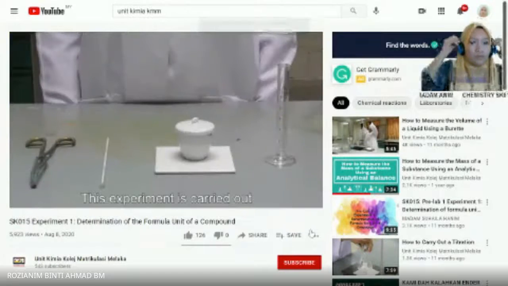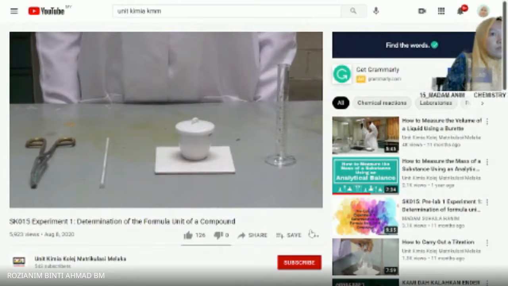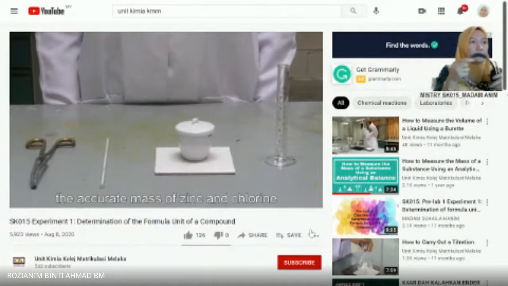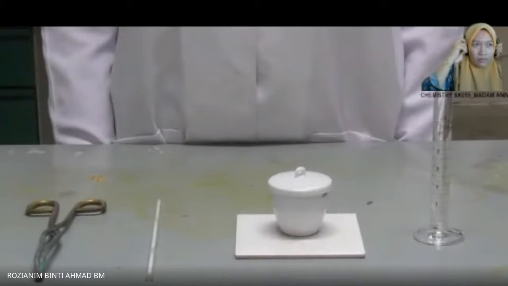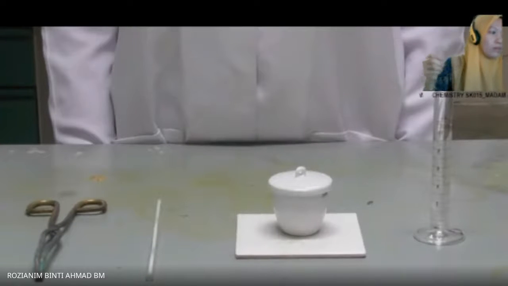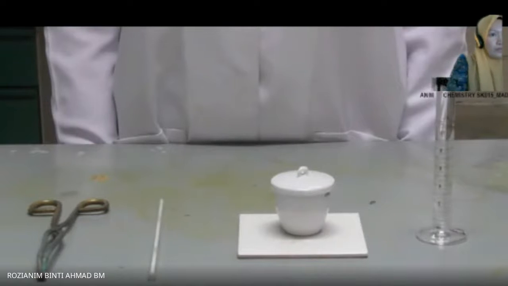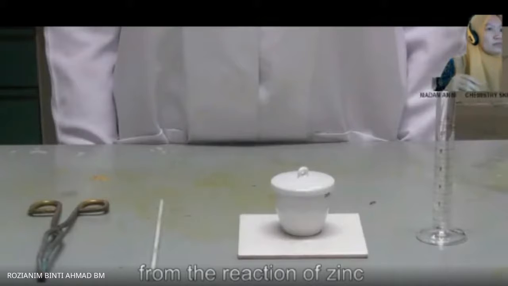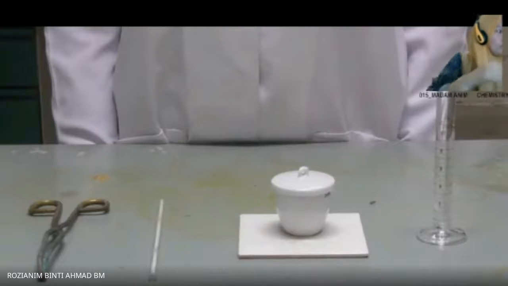This experiment is carried out to determine the formula of zinc chloride. In order to do this, the accurate mass of zinc and chlorine in a sample of zinc chloride are needed. Zinc chloride is produced from the reaction of zinc and hydrochloric acid.